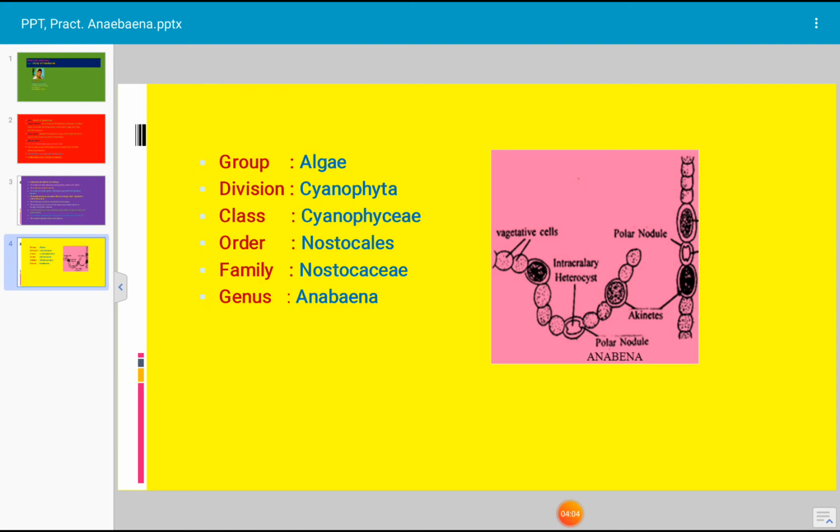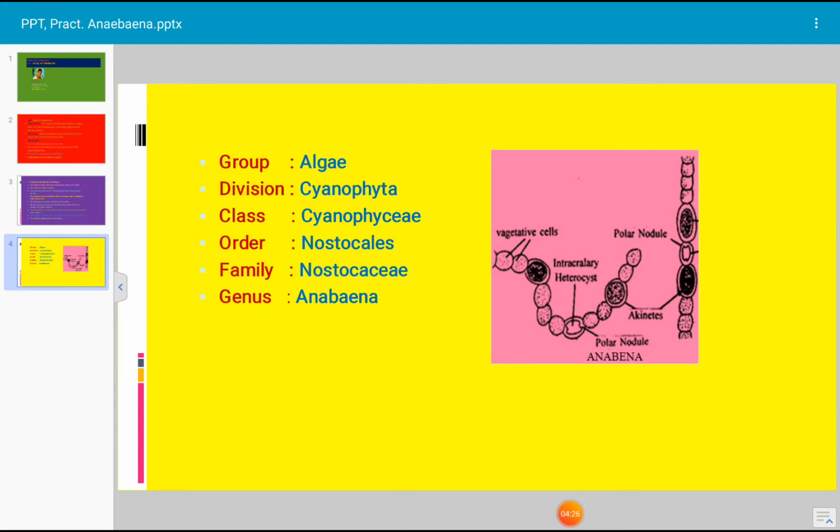Akinetes are modified into spore-like structures, thick-walled spores. In an unfavorable environment, such spores develop in the filament and they are released in a favorable environment. In the presence of a favorable environment, they grow and develop into a new filament of Anabaena.